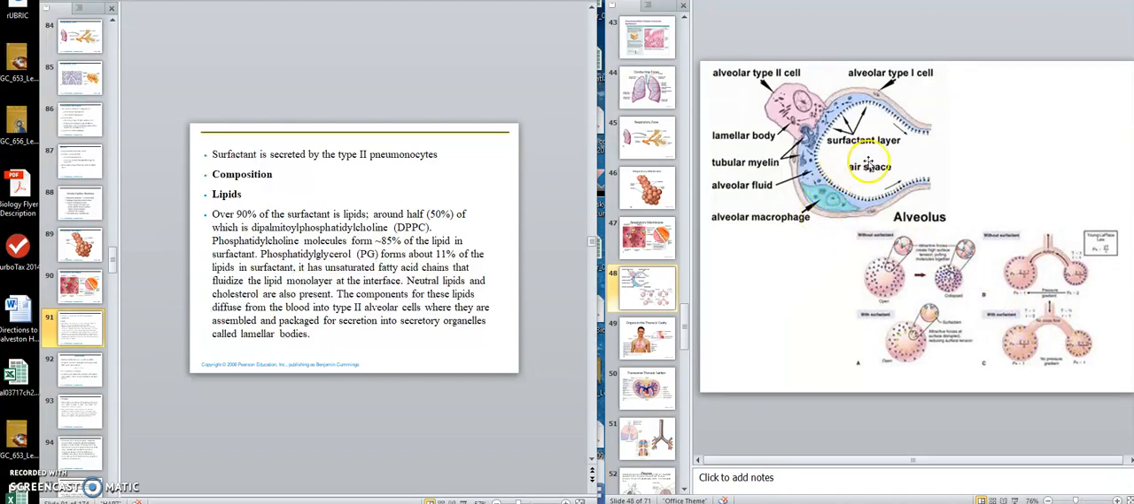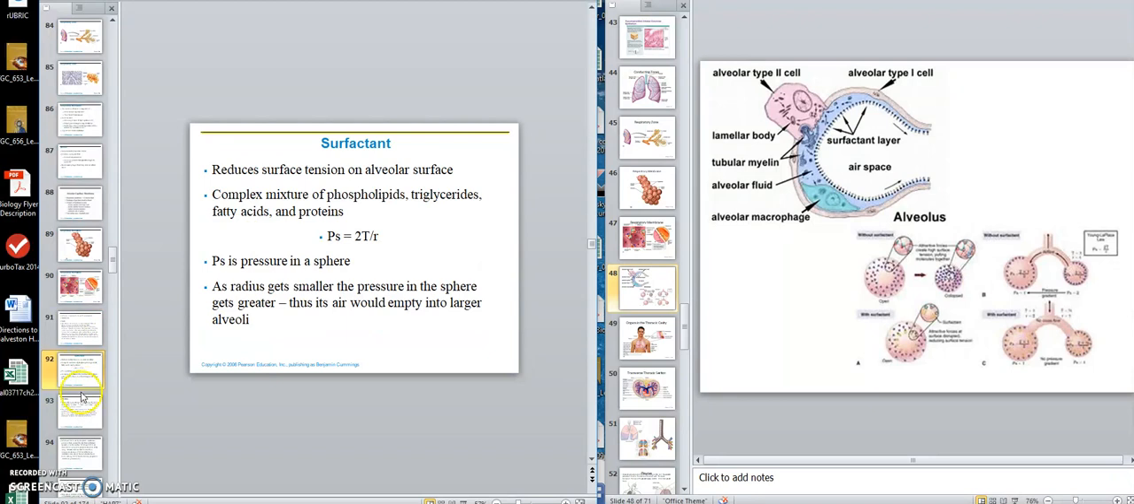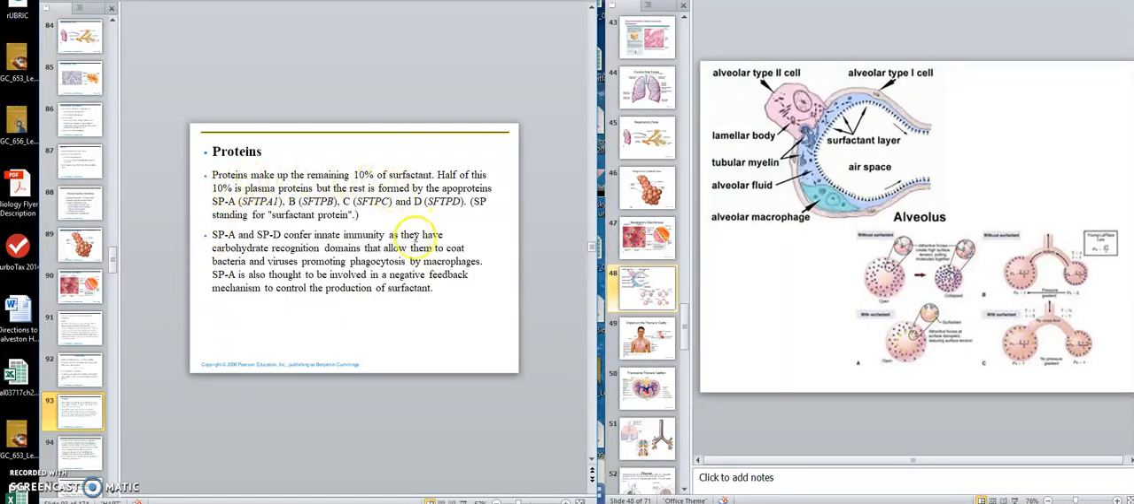So in other words, surfactant is made up of dipalmitoyl phosphatidylcholine. What that is: glycerol plus 2 palmitic fatty acids, and on the third carbon, a choline. Okay? So it's composed of a lot of phospholipids. And then the other thing it's composed of is protein, and the protein component helps spread it out evenly, we'll say.